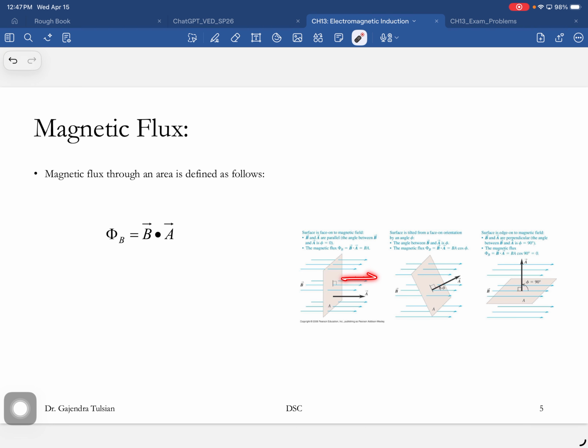So here's the magnetic field vector, and here's the area vector. In this configuration, the flux through this area is maximum. You can think of flux as the number of lines threading this area. In this configuration, the flux is 0. B is in this direction, the area vector is like that, and the angle between them is 90 degrees. So B dot A would be 0.